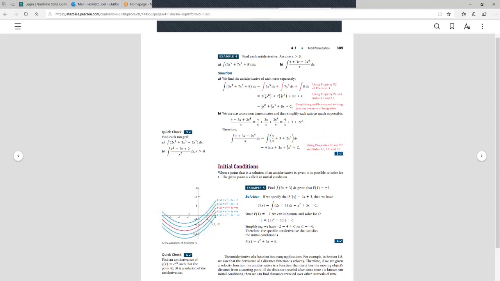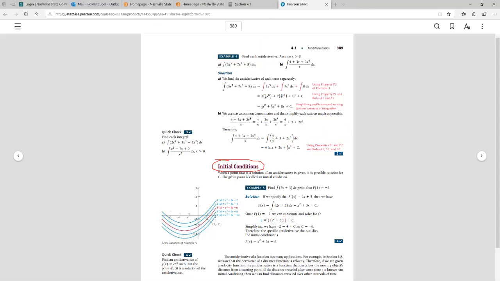At the bottom of the page, we have what is known as initial conditions. And if you ever take a physics class that is calculus based, you will definitely apply this a lot more. But I do want to say a couple of things here. Let's talk about the plus c.